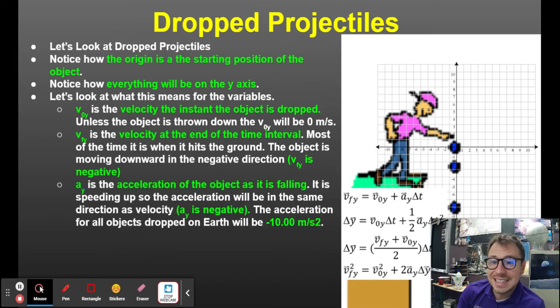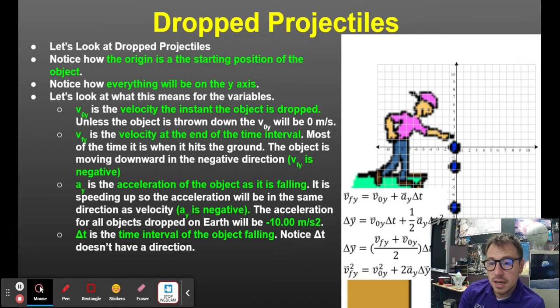So ay, that's the acceleration of the object as it's falling. As we've learned with Newton's second law, the ratio of net force to mass for all objects falling, if we ignore air resistance, which we are for these problems, is going to be the same. In fact, that ratio is technically negative 9.81 meters per second squared. But just to make the math easier, we're going to use negative 10 meters per second squared, as it's highlighted there. Now, delta t is just the time interval of the falling object.